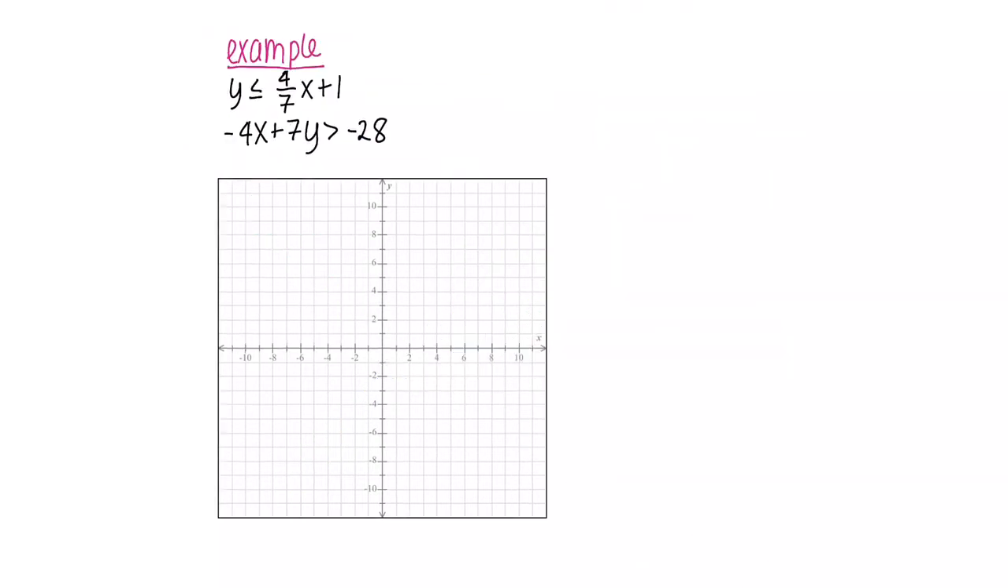All right, let's do one that's a little bit different. So for this guy here, we have one that's already in the correct form. I'm going to go ahead and plot him. So y-intercept is 1. It's, let's see, up 4, right 7. That should put me right here. There's an underline, so it's a solid line. And it's less than, so we'll be shading below.